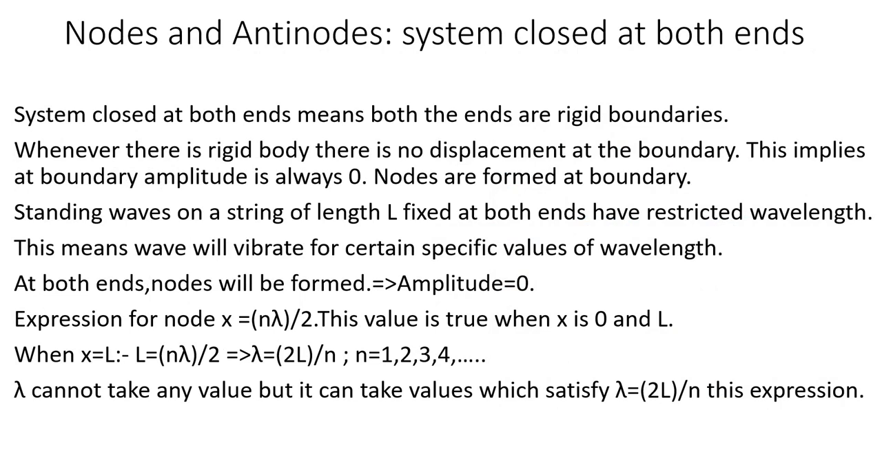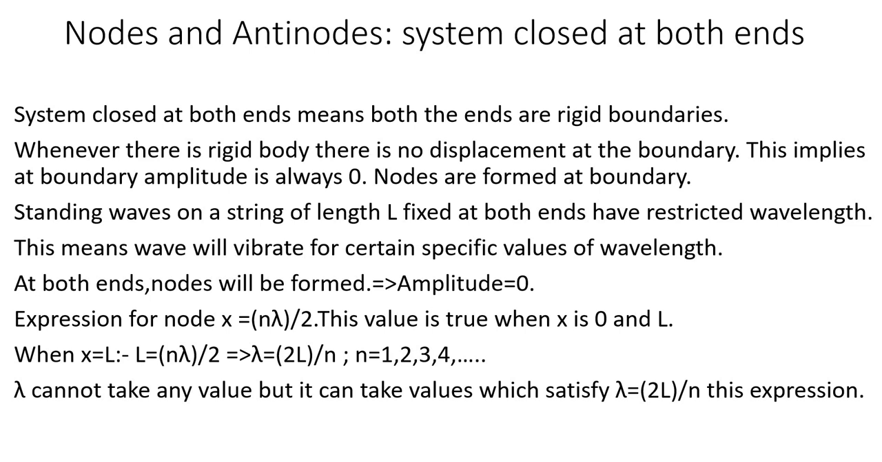So in the case of a stretched string, that is nodes and antinodes, if both the ends are closed, if both the ends are closed means we can say that both are rigid boundary. So if there is rigid boundary, we know that there is no displacement at the rigid boundary. So amplitude will be 0. What it shows is that at the rigid boundary, nodes will be formed.